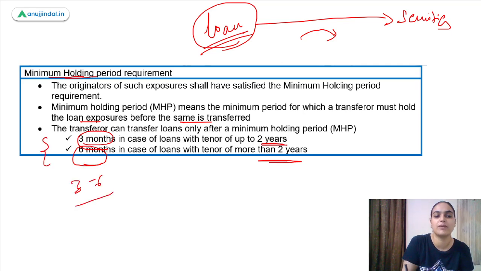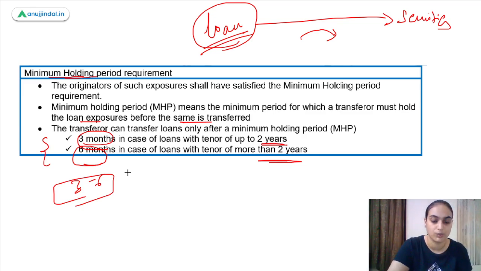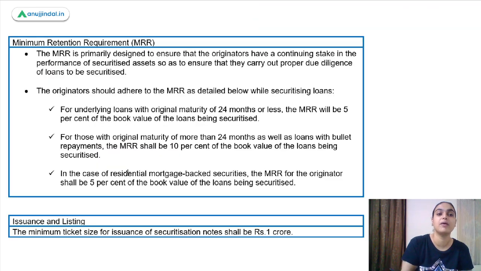So 3 to 6 months ka time hai jab tak aapko wo loan hold karke rakhna hai, uske baad hi aap securitization kar sakte ho ya loan transfers karne hain agar to wo kar sakte ho. Moving ahead to the minimum retention requirement. What is this? This has been asked in the question also.